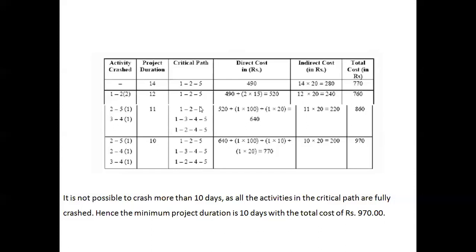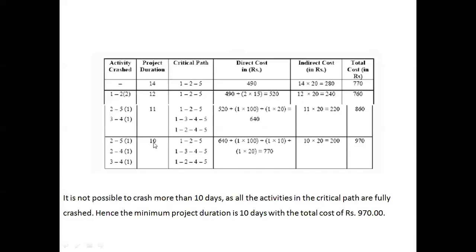So again, 1 to 2, 2 to 5, 1 to 3, 3 to 4, 4 to 5, 1 to 2, 2 to 4, 4 to 5 will remain the critical path, and the cost will be 640 plus 1 into 100 for 2 to 5, plus 1 into 10 for 2 to 4, and 1 into 20 for 3 to 4, which will make 770 as the direct cost, and the project duration has reduced to 10. 10 into 20 is equal to 200, which is the indirect cost. 770 plus 200 will make 970, which is the total project cost.